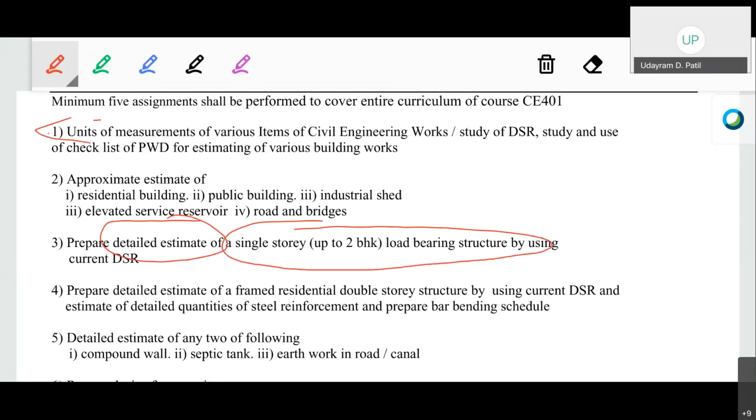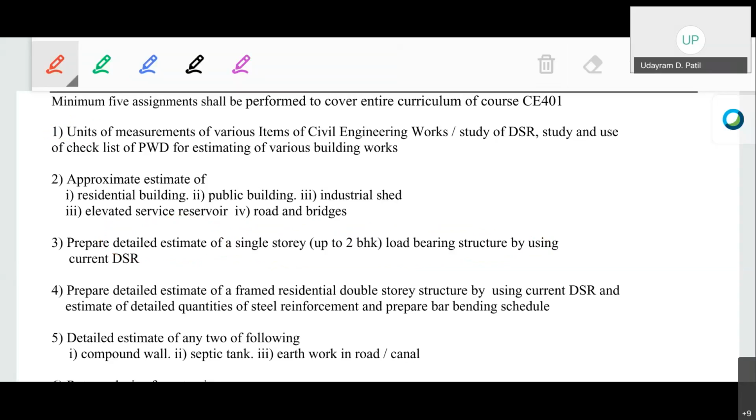Without confirmation of that particular plan, no students will be allowed in our next practical. So you have to confirm that particular plan, send it to me, and get it confirmed from me. Then we will start the calculation of the detailed estimate in the next practical. So remember this particular point. Everyone should note this point.